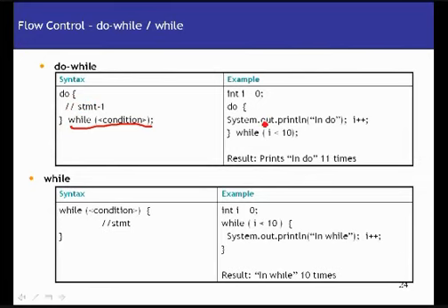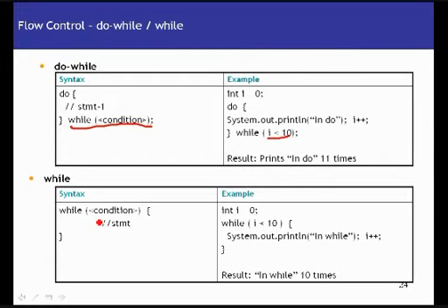If you look at the example, int I is equal to 0, do System.out.println "in do", I plus plus, while I is less than 10. So until this condition holds true, it's going to execute the statement in the do block. So what is it going to print? It's going to print "in do" 11 times, because this condition is going to hold true for 11 times.